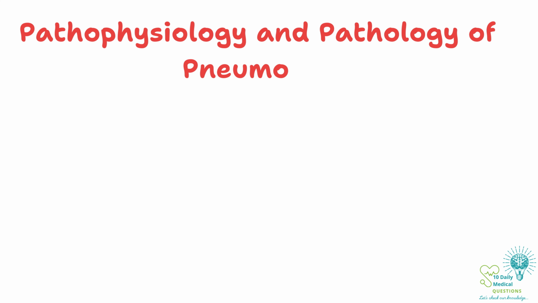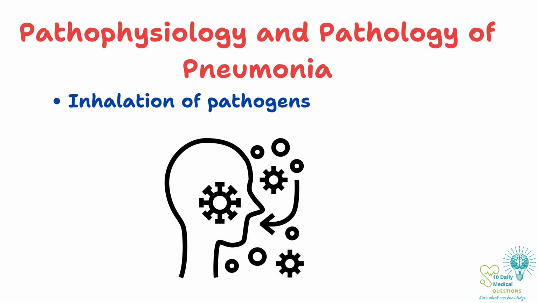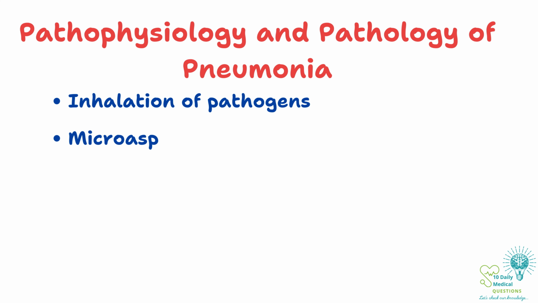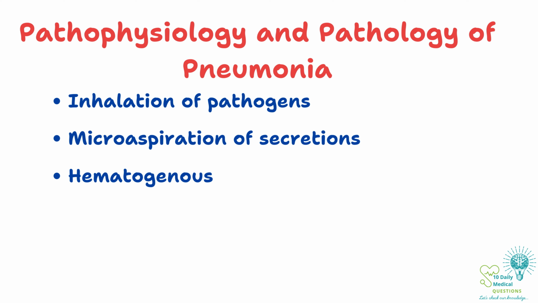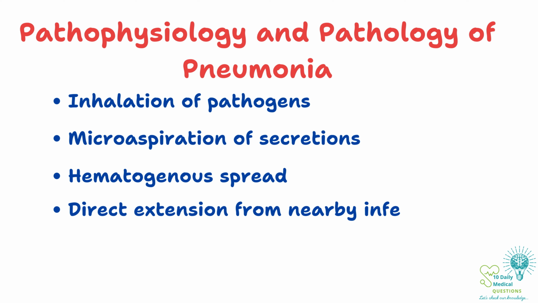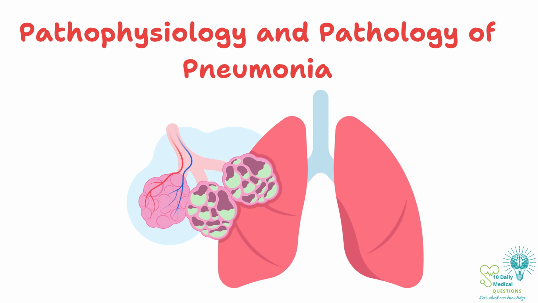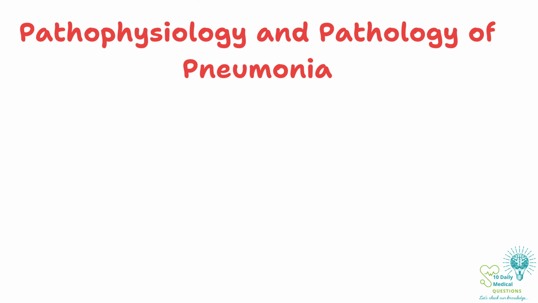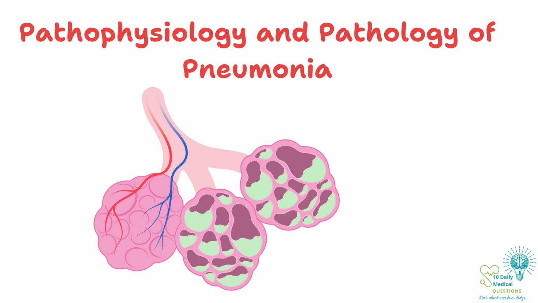Pathophysiology and pathology of pneumonia. Pneumonia can develop through various mechanisms: inhalation of airborne pathogens, microaspiration of oropharyngeal secretions, hematogenous spread from distant sites of infection, or direct extension from nearby infected structures like pleural space infections. This leads to an inflammatory cascade, damaging the alveolar capillary membrane and filling the alveolar space with exudates.